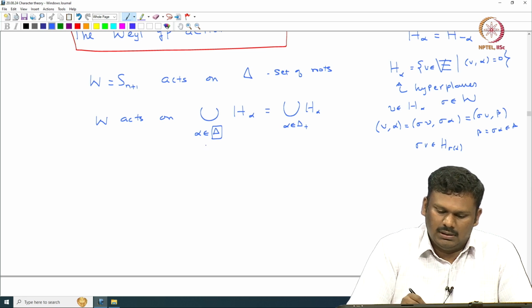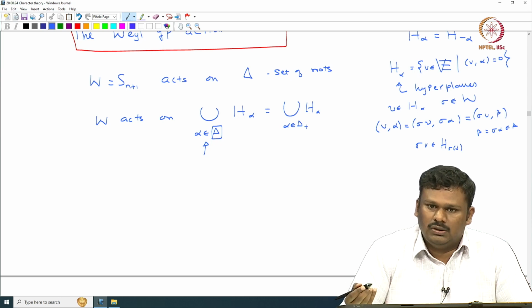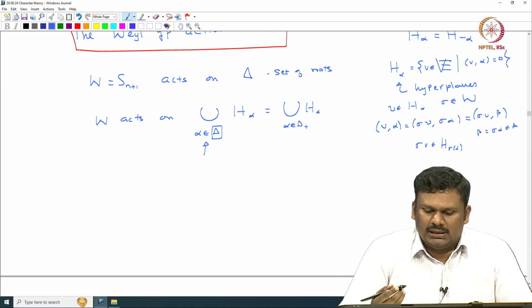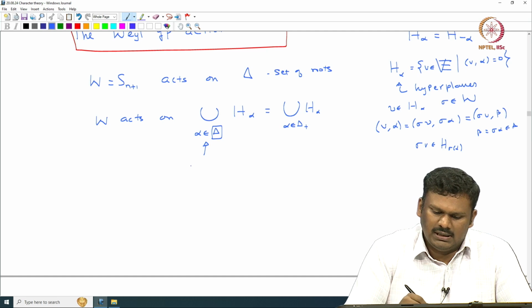But note that as a topological space, E comes with the natural topology that comes from the inner product, and you can identify it with R n, not a problem. So, with that standard topology, these hyperplanes are given by single equations, so they must be closed subsets. Basically, delta being a finite set, this is indeed a closed subset of E.